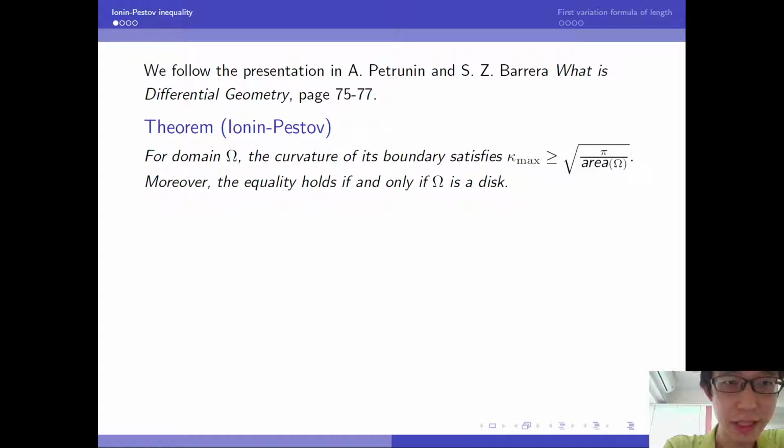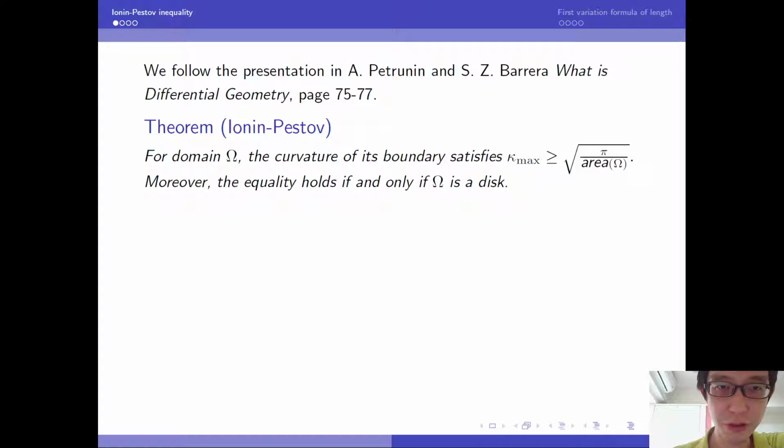So recall the statement. Given a domain omega, the maximum curvature of its boundary should be greater than or equal to the square root of pi over the area of omega. Moreover, the equality holds if and only if omega is a disk.